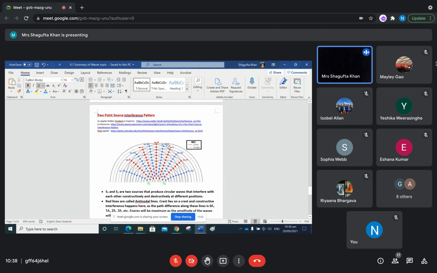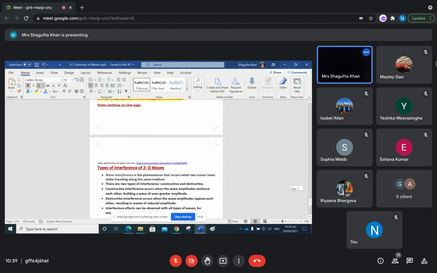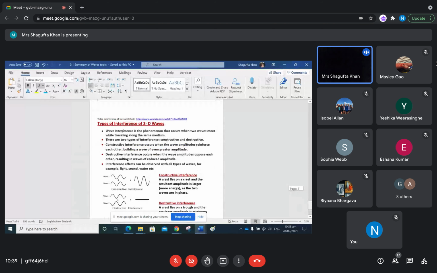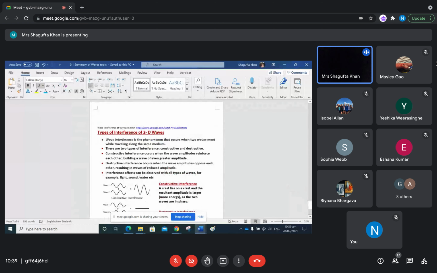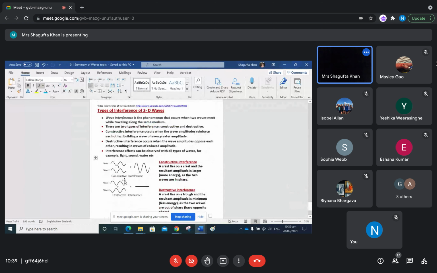So if these were two water waves, or two sources producing water waves, then there will be calm water here, whereas it will be choppy water here because of constructive interference. Now this one just tells you what we mean by constructive interference and destructive interference.